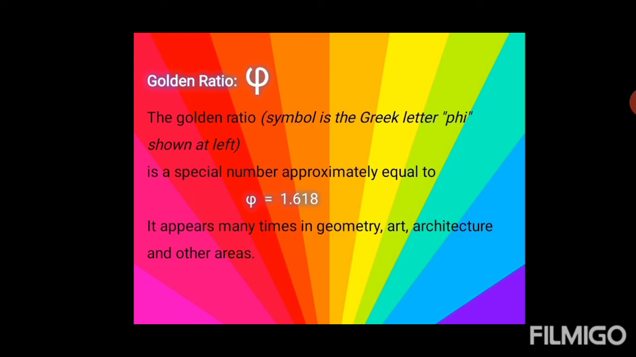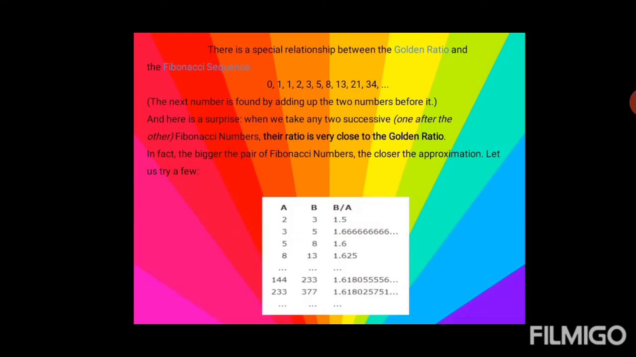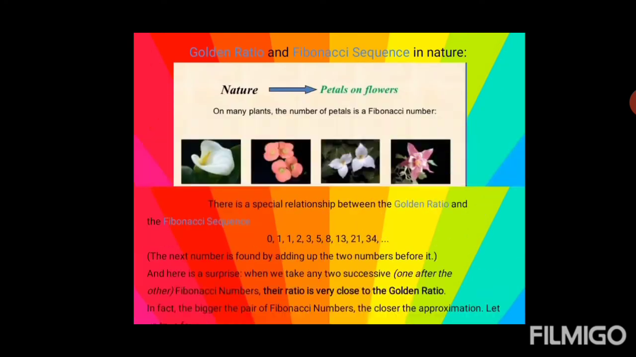It is the Greek letter phi. There is a special relationship between golden ratio and Fibonacci sequence. Now I will take two numbers a and b. Here a is 2 and b is 3. We divide b by a is equal to 1.5. Next we take a equal to 3, b equal to 5. We divide 5 by 3 equal to 1.6, and so on. It will come to the golden ratio 1.618.